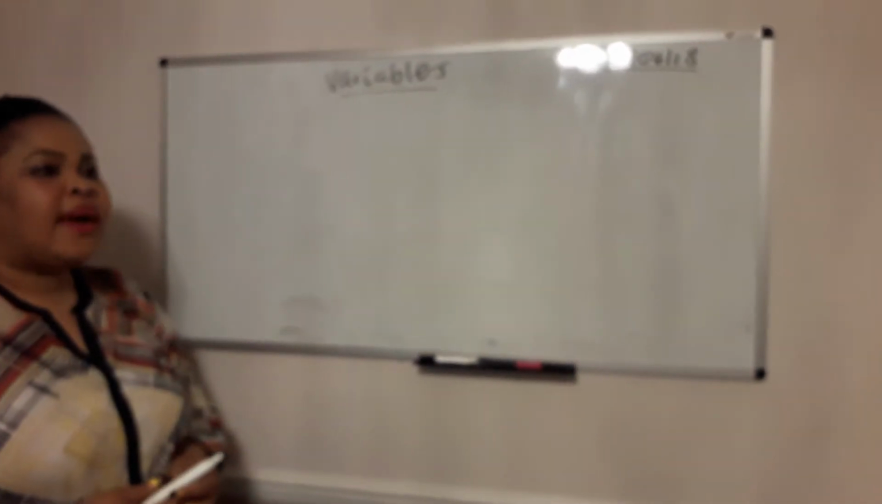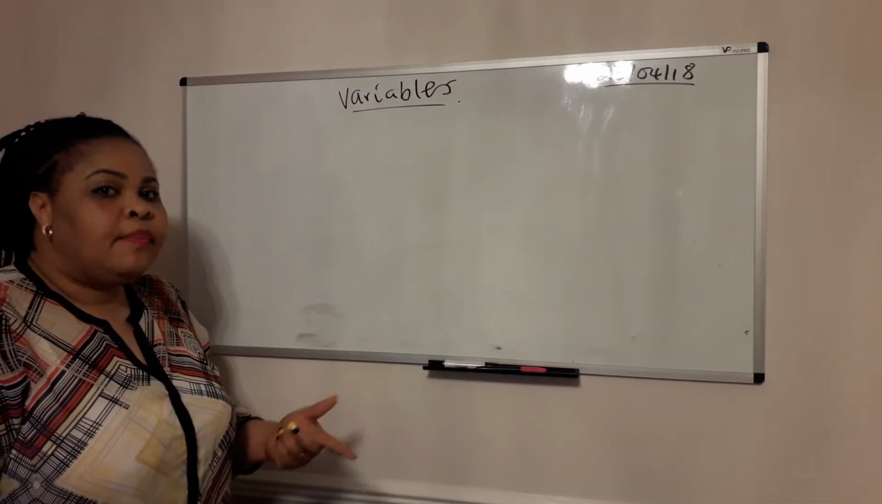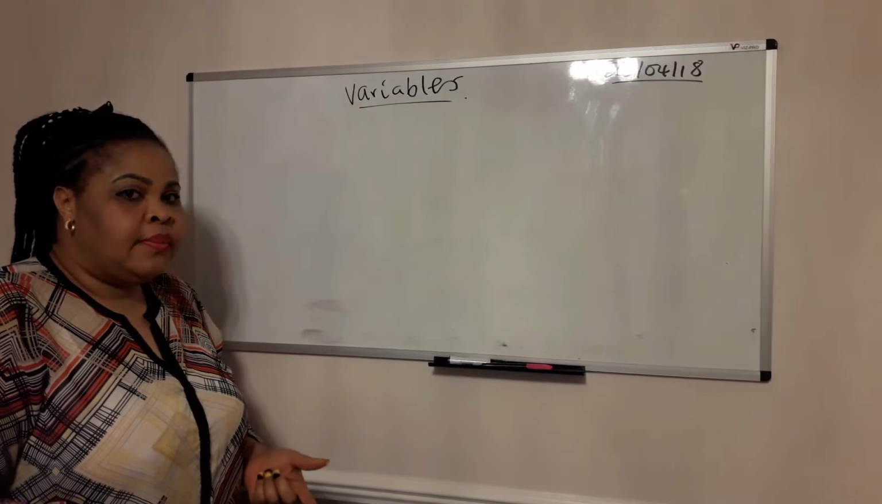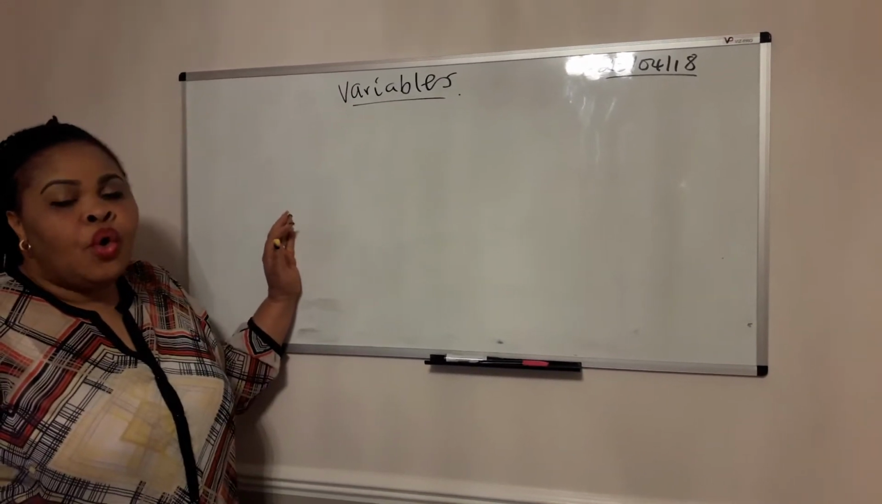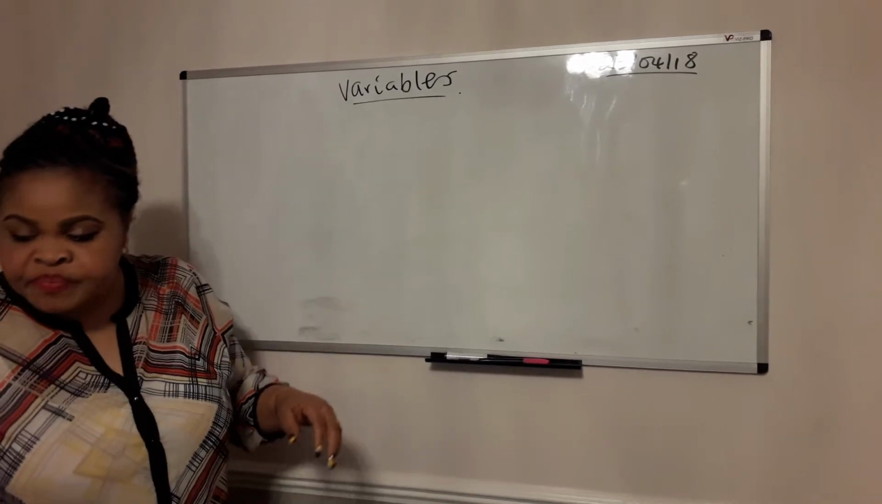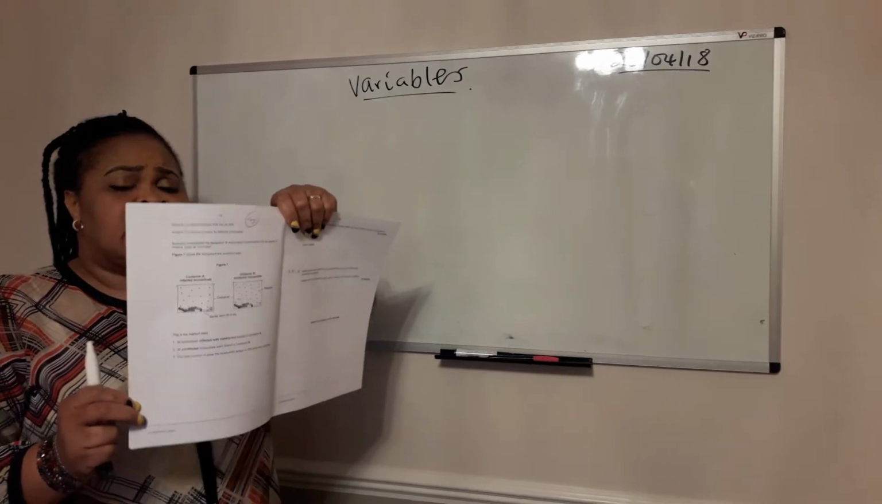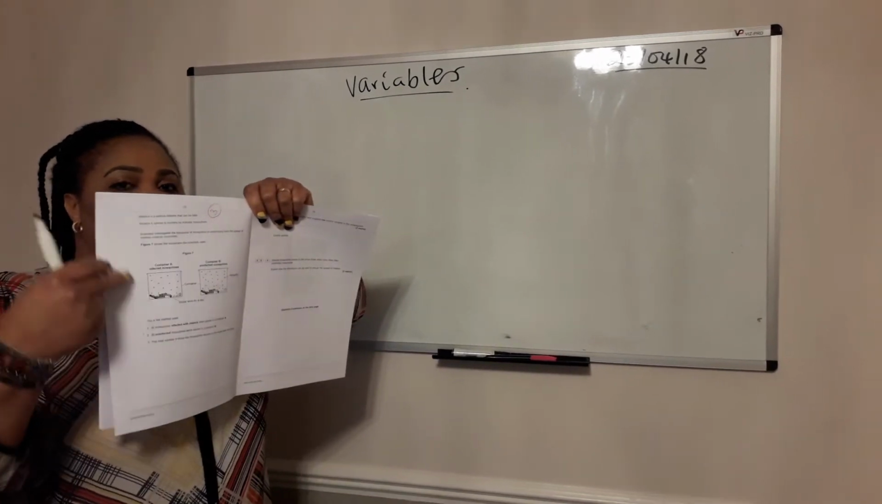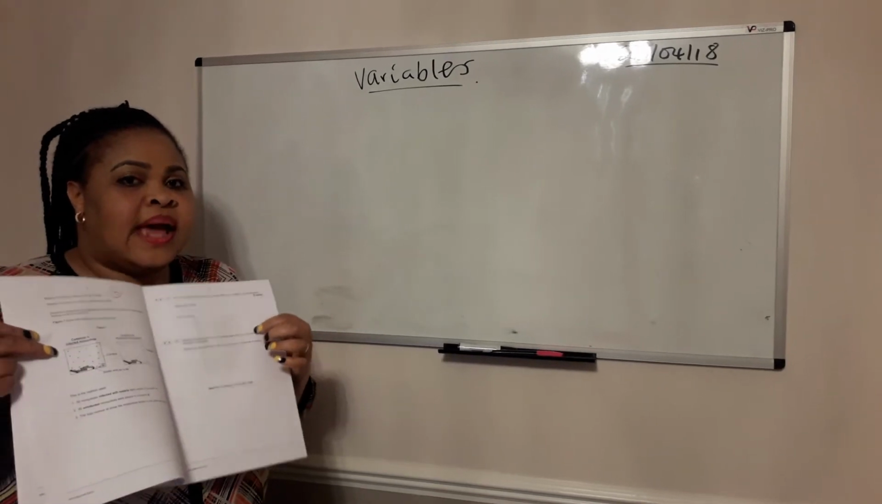So you'll be asked to identify the dependent, independent, or control variables in an experiment. It could be a part of your question, like the one I have here. This is from an AQA sample paper where they have given you an experiment and they've then asked you to identify the different types of variables.